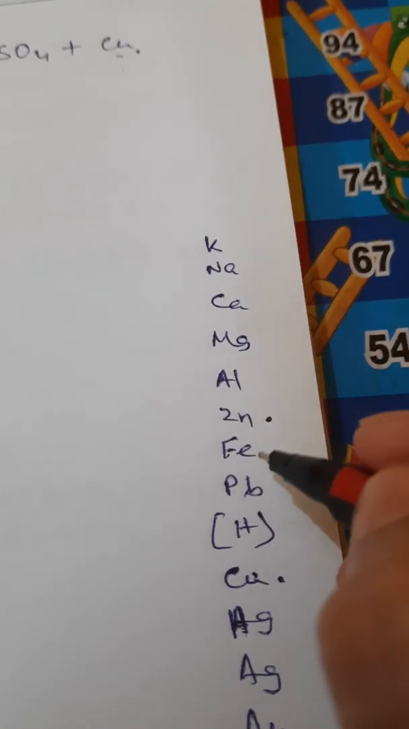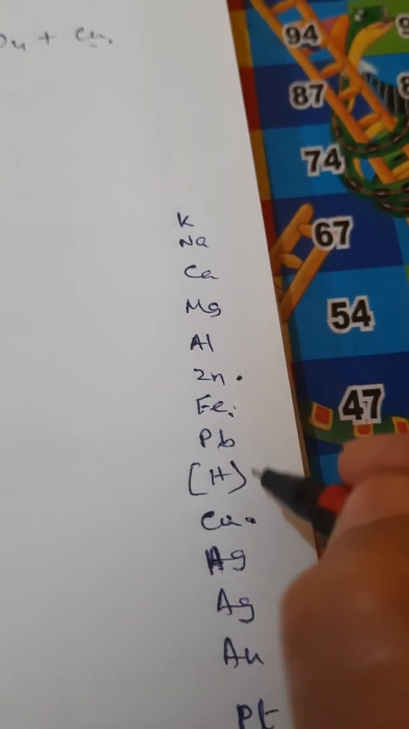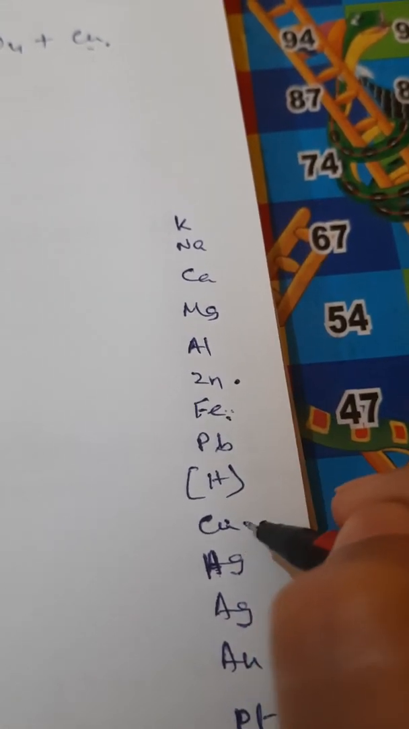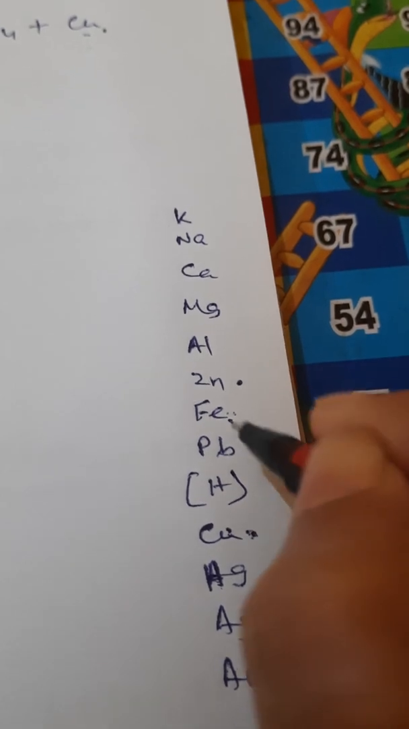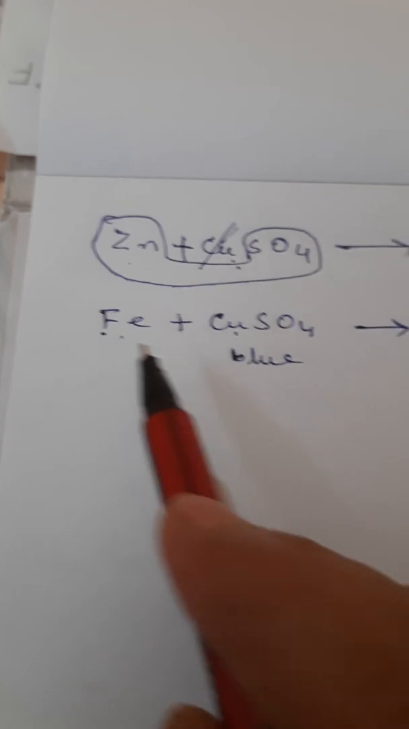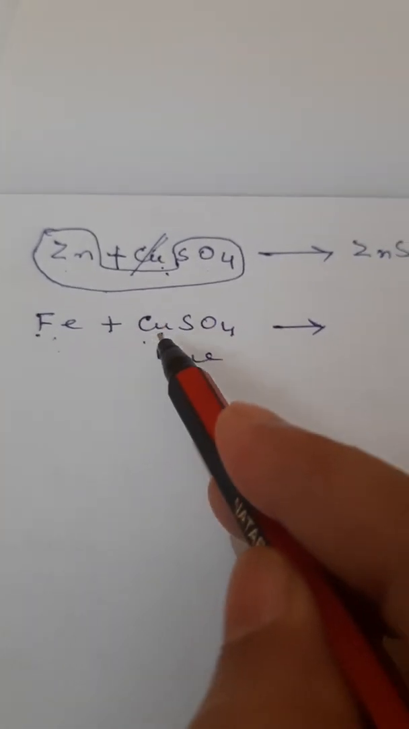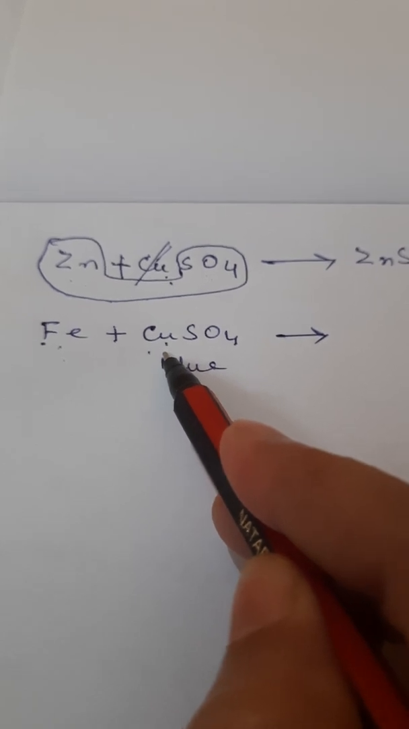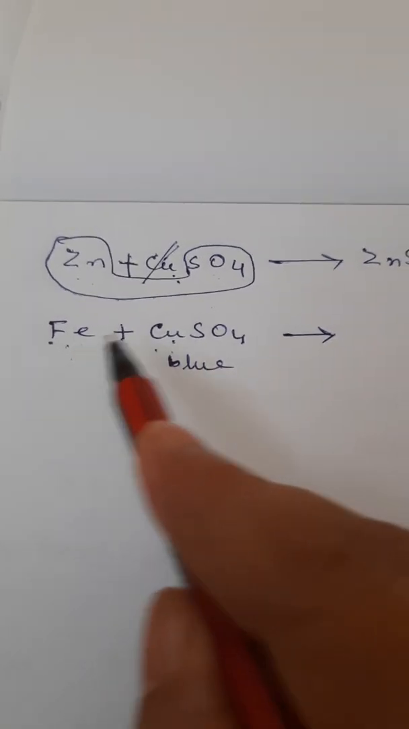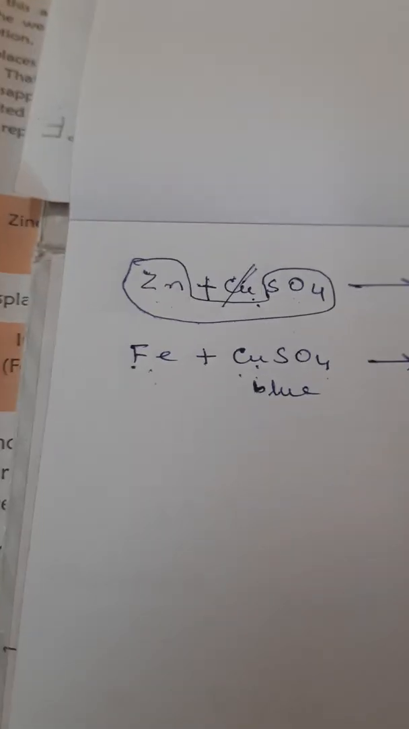Let us find out their position in the reactivity series, iron and copper. The position of iron is quite above copper in the reactivity series of metals. So, iron is more reactive than copper. So, iron can displace copper from its salt solution and form ferrous sulfate solution, and brown copper is left in this solution.